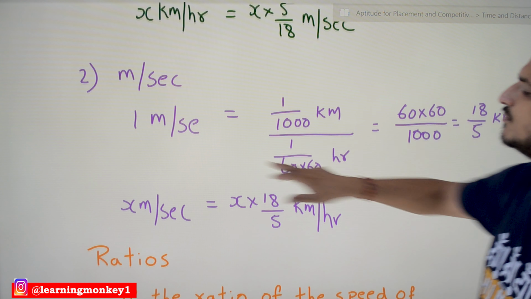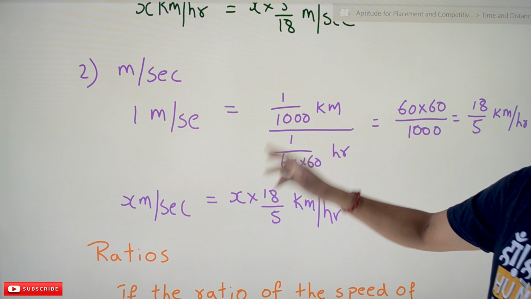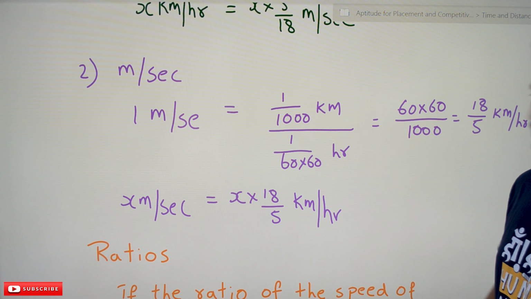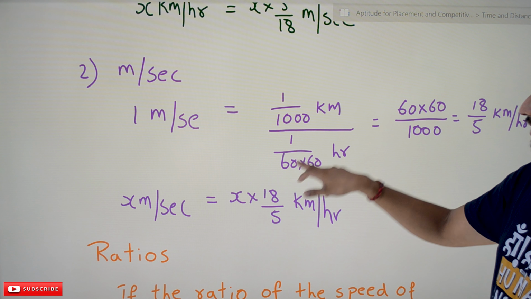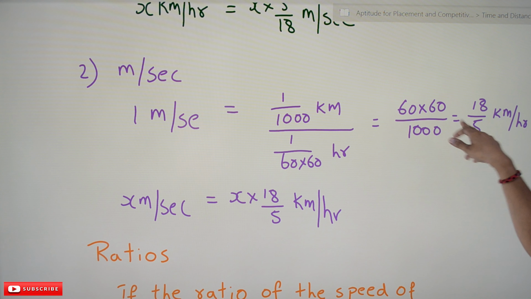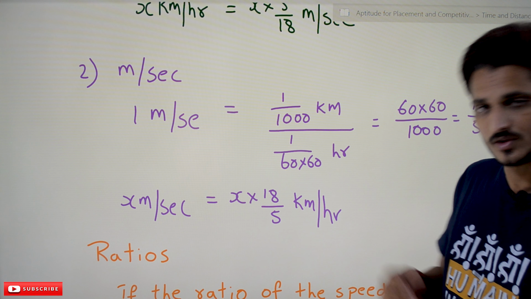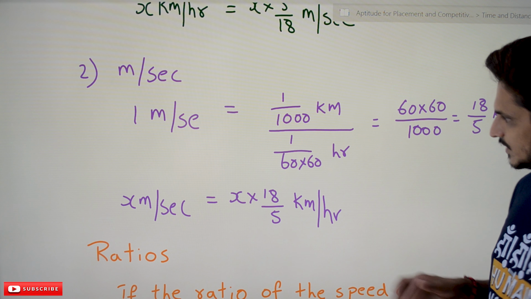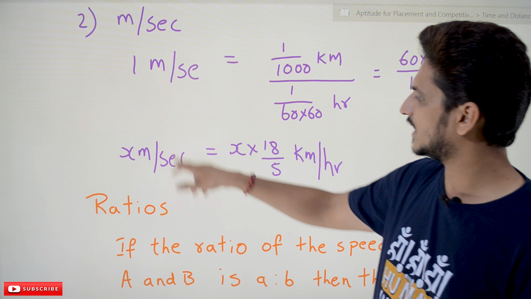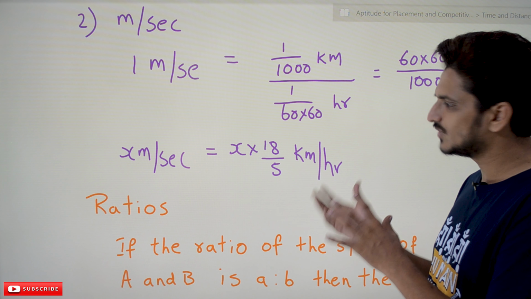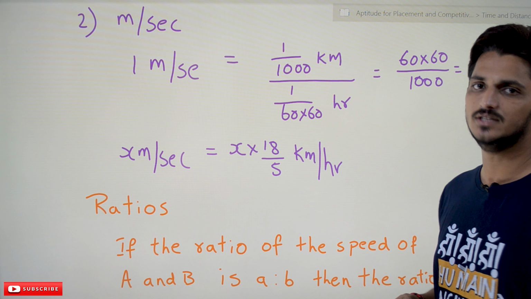Similarly, vice versa, 1 meter per second converted into kilometers per hour: 1 meter is equal to 1 by 1000 kilometer, divided by 1 second, which is 1 by 60 multiplied by 60 hour. That is 60 multiplied by 60 divided by 1000, which is 18 by 5 kilometers per hour. If your speed is 1 meter per second, your speed is 18 by 5 kilometers per hour. Similarly, if you have x meters per second speed, that is given as x multiplied by 18 by 5 kilometers per hour. These equations will help you a lot in solving the questions very easily.